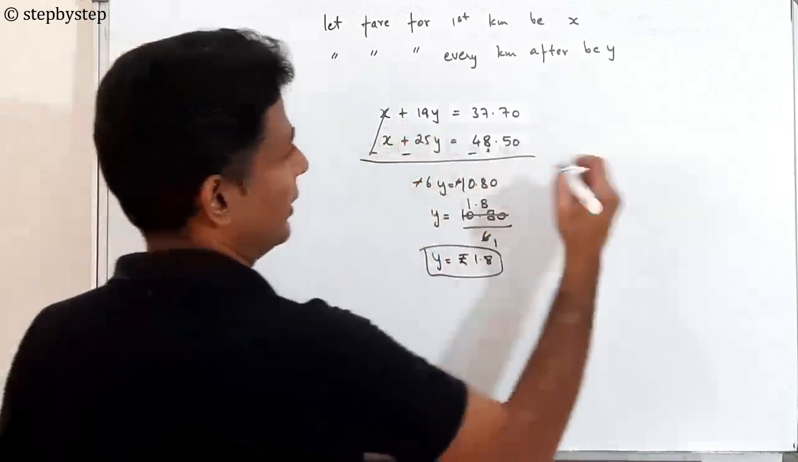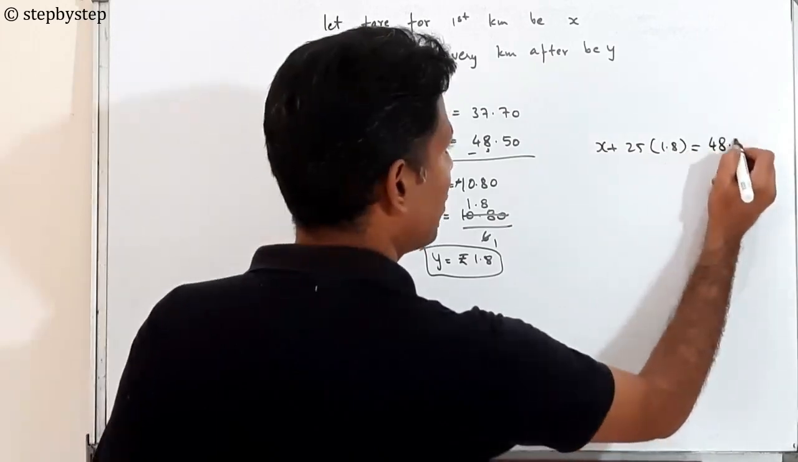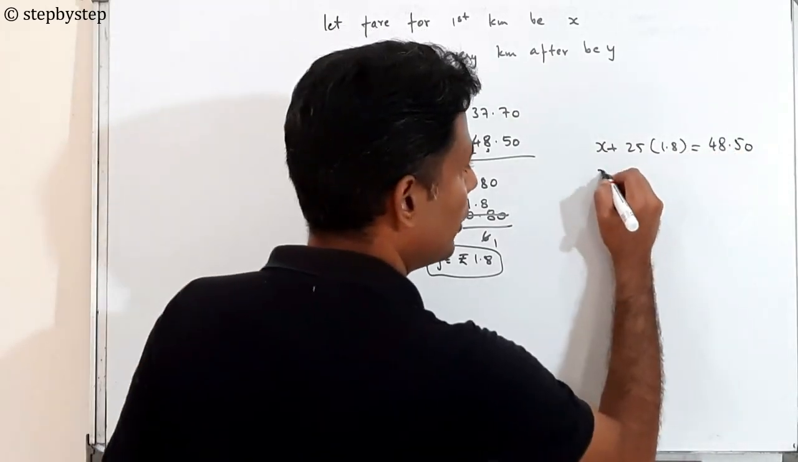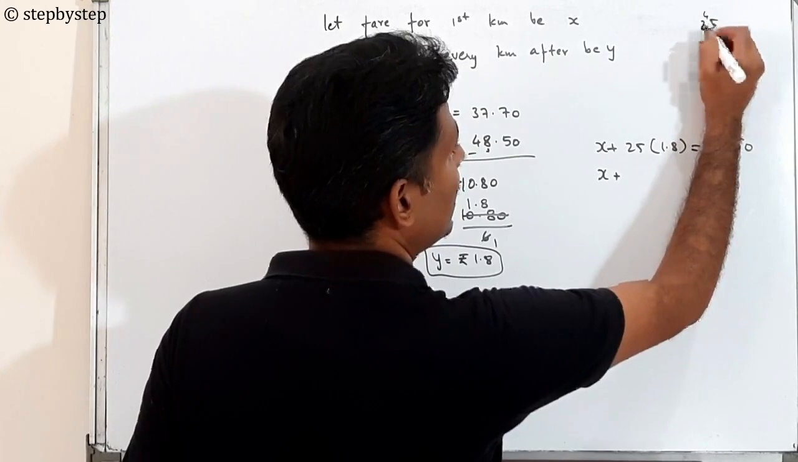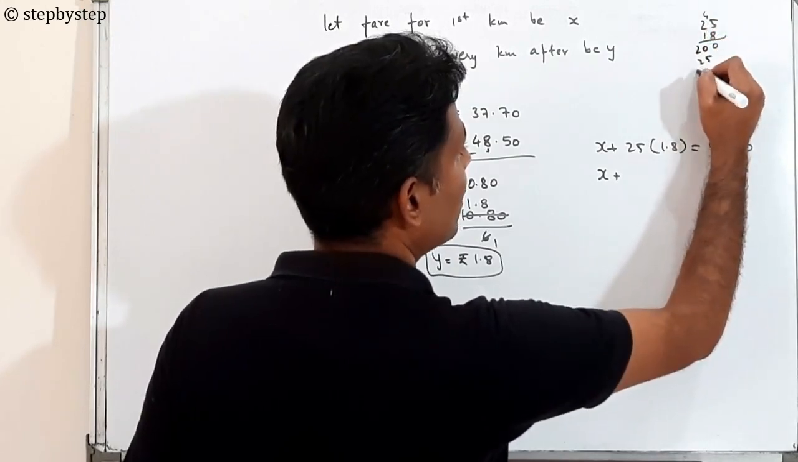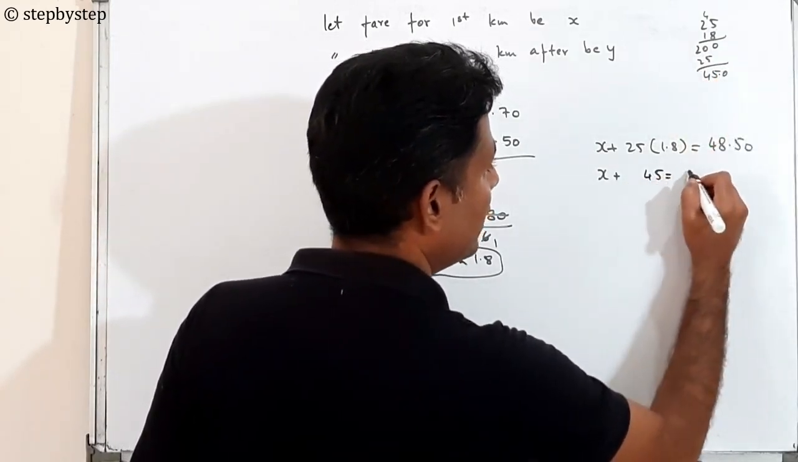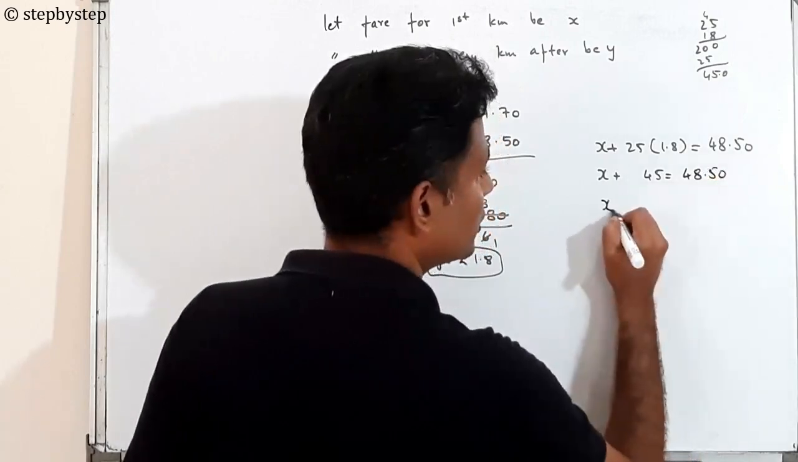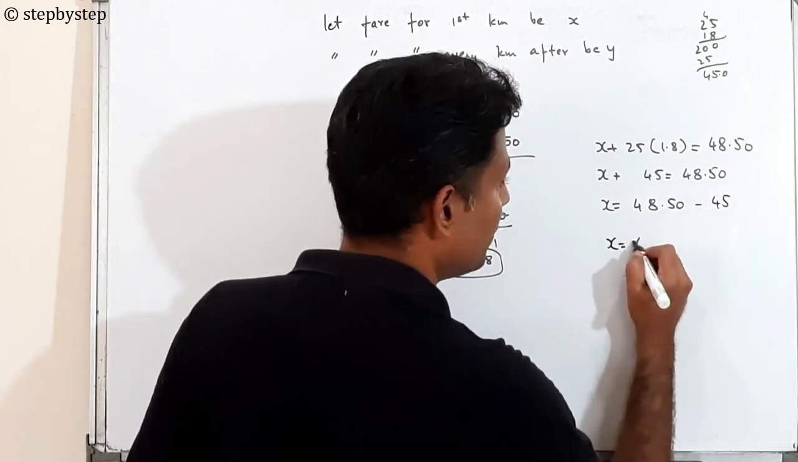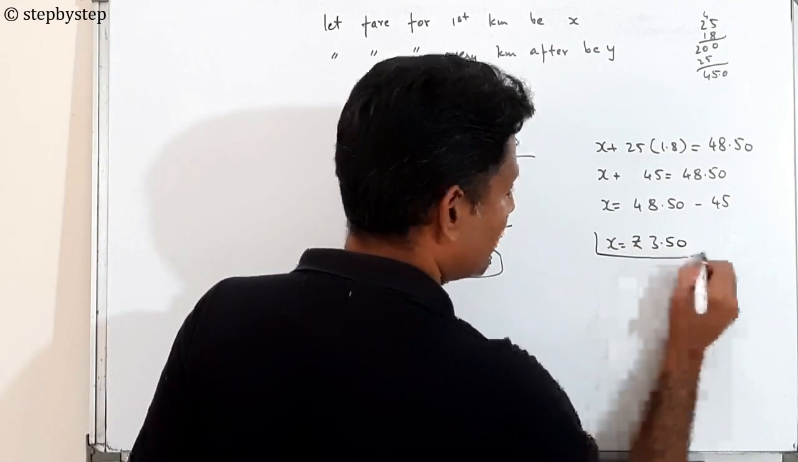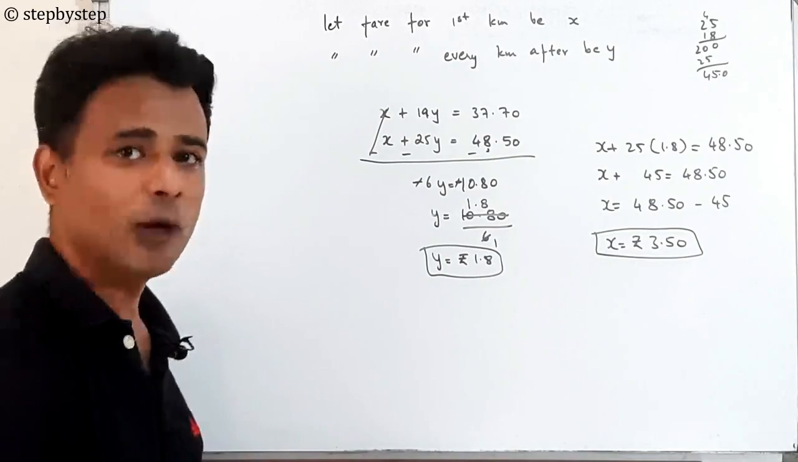Now we can find the value for the first kilometer. I'll use the second equation. X plus 25 into 1.8 equal to 48.50. So 25 into 18, I'll do. 8 5s are 40, 8 2s are 16, 20, 25. So it becomes 450, which means 45. So X plus 45 equal to 48.50. So X equal to 48.50 minus 45. So X is equal to rupee 3.50. So the fixed rate for the first kilometer is 3.50, and for every kilometer after that it is 1.8.